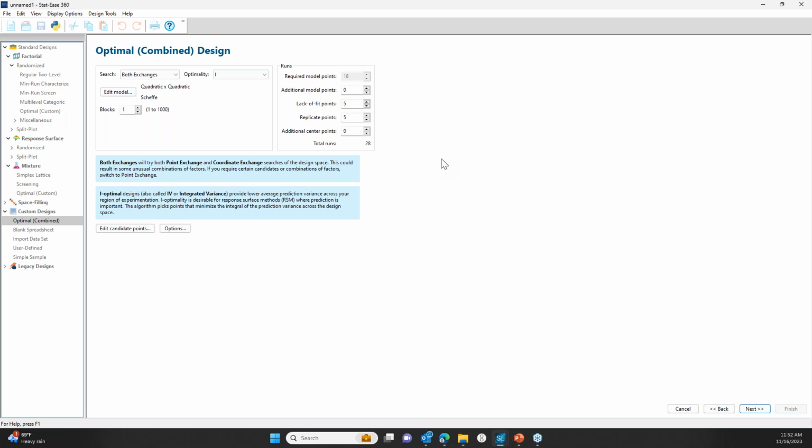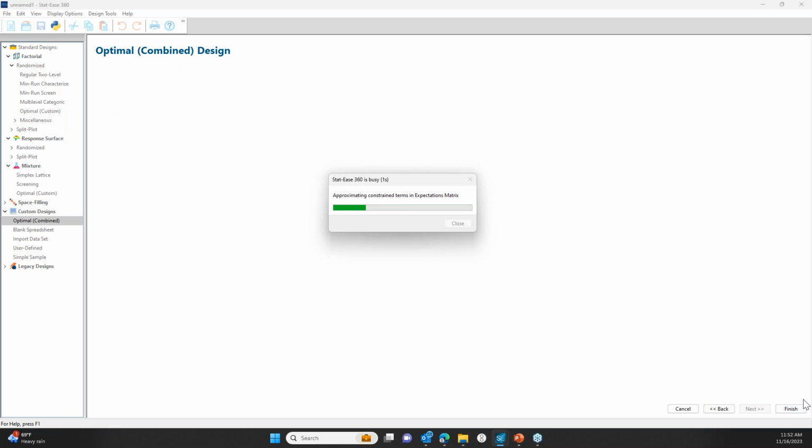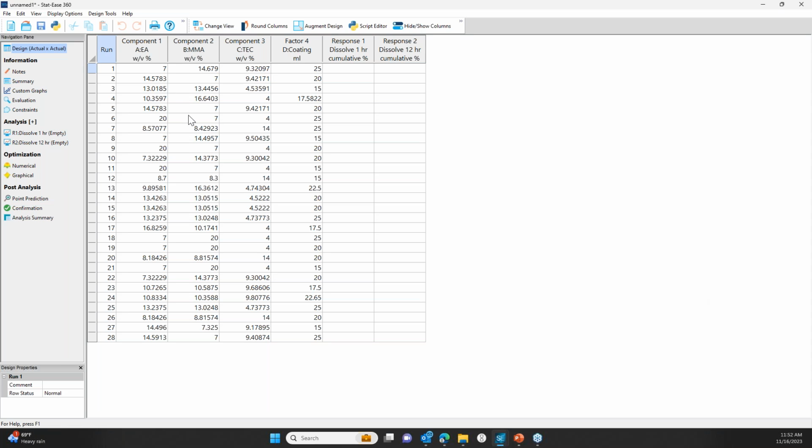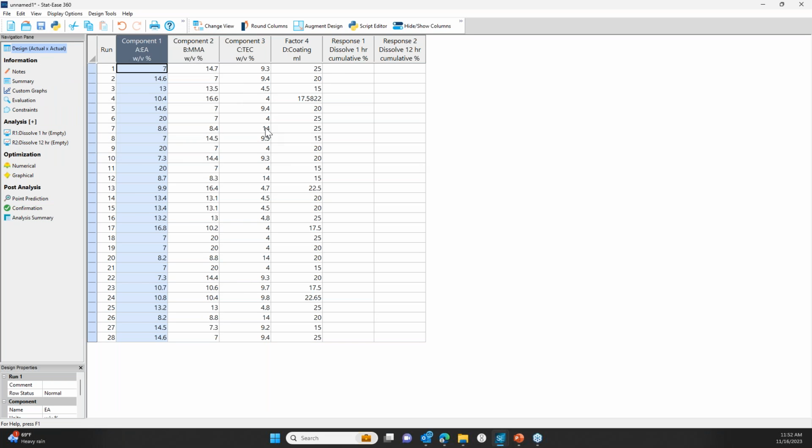So this is a custom, computer created design for us. We're going to accept the defaults here, so this will be 28 runs. I have 2 responses of interest. We finish the design, and boom, there it is. Now I can round these. These are rather specific. I'm not going to go to the lab and measure 14.5783. So let's round the components to, let's say, 1 decimal place. That might make more sense. That looks a little cleaner. And the mLs, you could probably do that too.